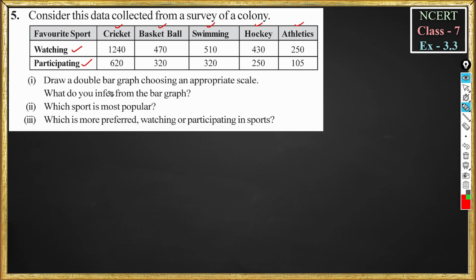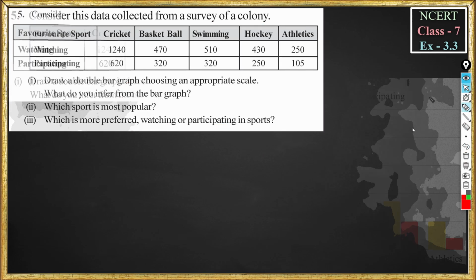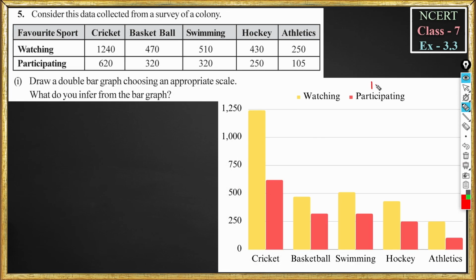Now what we should do, we should draw this data in a double bar graph, choosing an appropriate scale. And we should see what we infer from the bar graph. We also should find which sport is most popular and which is most preferred, watching or participating in sports. The first thing we should do is draw the double bar graph. After drawing it, it looks like this. We have taken 1 unit equal to 250 people. You can take 1 unit as 100 people also if you want.